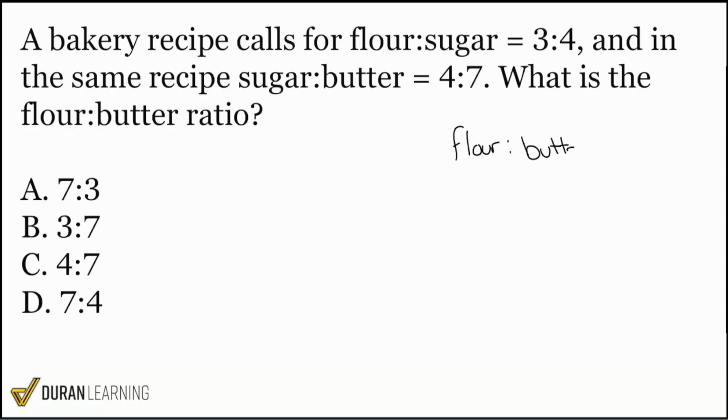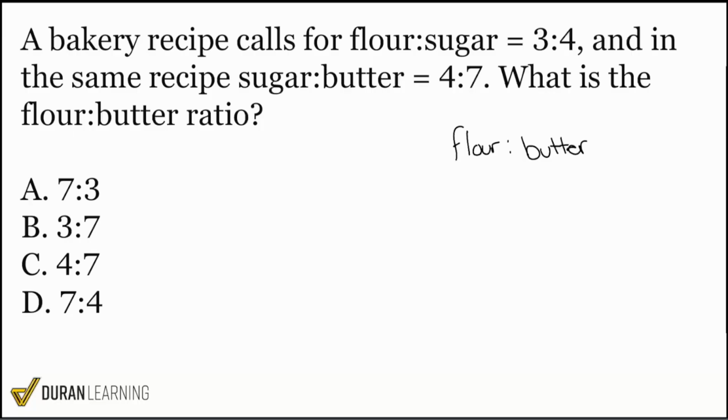The reason that this is actually a problem is because when we take a look at the statements here, we're going to see that this baking recipe calls for a ratio of flour to sugar, not flour to butter. And then in the same recipe, it gives the ratio of sugar to butter. Again, there's the butter, but not the flour. Here's the flour, but not the butter. So we have a little bit of an issue.